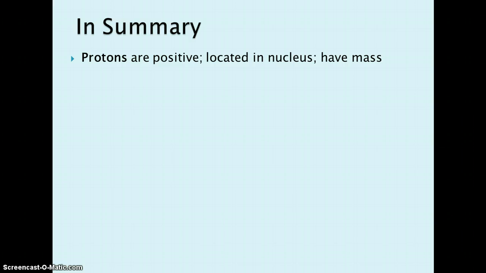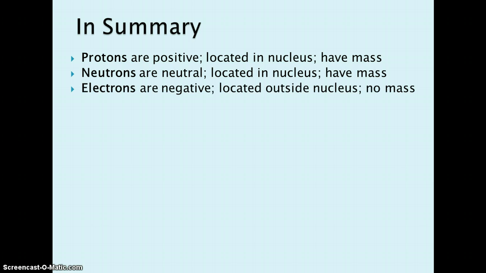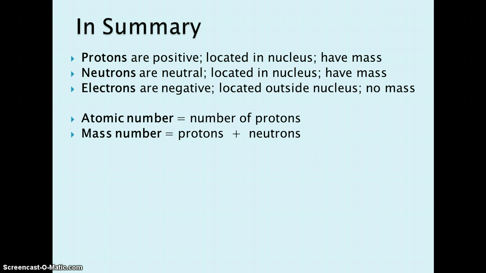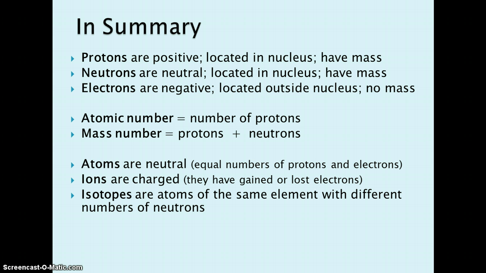So to summarize, protons are positive and they're located in the nucleus and do have mass. Neutrons are neutral, they're located in the nucleus and they have mass as well. Electrons are negative, located outside in the electron cloud, and they do not have mass. The atomic number is the number of protons. The mass number is the protons plus neutrons. And atoms are neutral. They're equal numbers of protons and electrons. Ions are charged. They have gained or lost electrons. And isotopes are atoms of the same element with different number of neutrons.